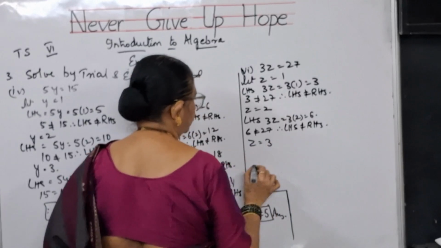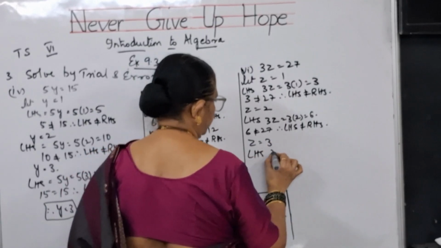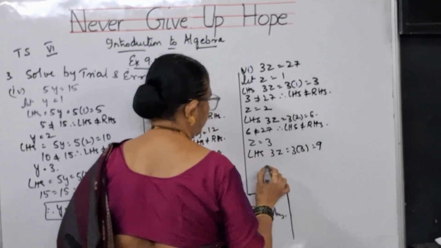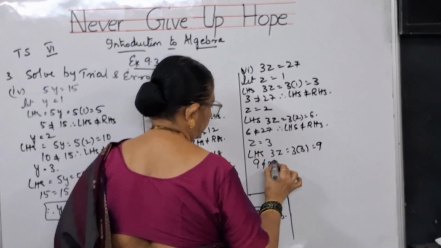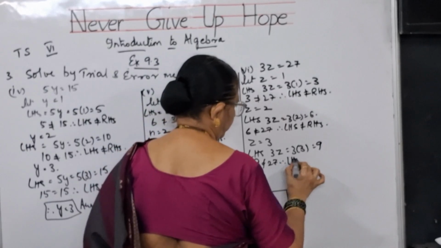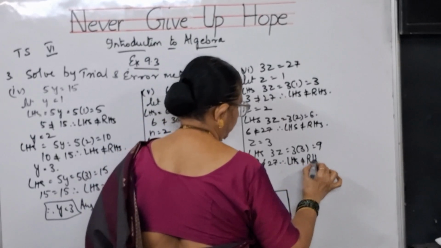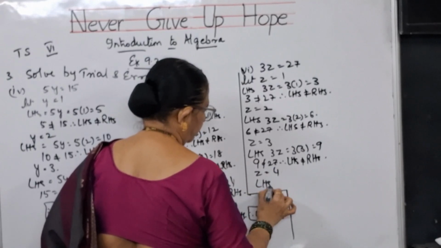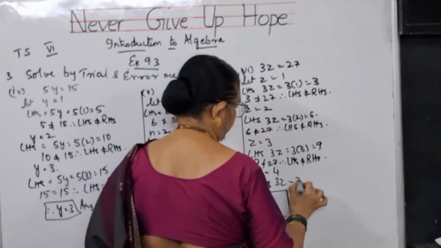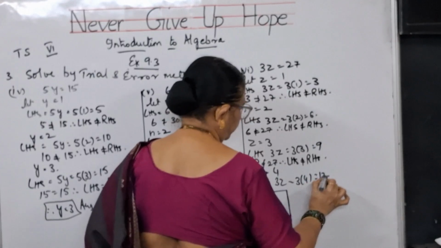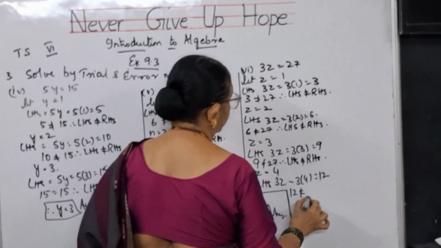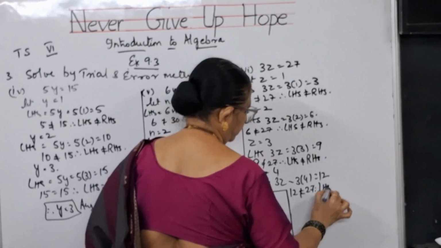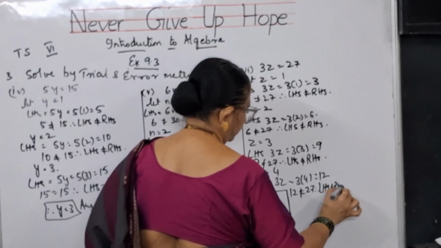Z is equal to 3. LHS 3z, that is 3 into 3, that is 9. 9 is not equal to 27. Therefore, LHS is not equal to RHS. Z is equal to 4. LHS 3z, that is 3 into 4, that is 12. 12 is not equal to 27. Therefore, LHS is not equal to RHS.